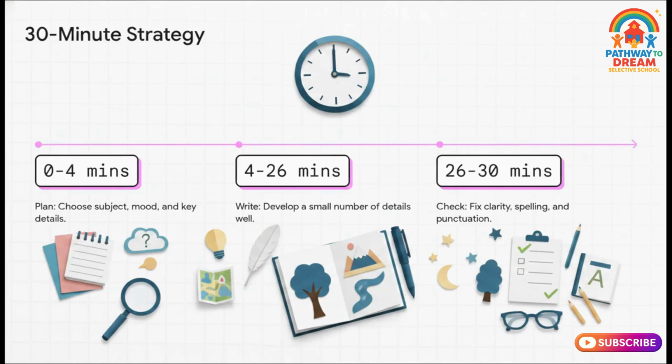So the crucial point is how you actually manage your time on test day. Here is a highly practical 30-minute exam strategy. You literally want to spend 3 to 4 minutes just planning. Choose your subject, lock in that dominant mood, and pick your key details. Then spend 22 to 24 minutes writing, taking the time to develop that small number of details really well. Finally, always leave 3 to 4 minutes at the end to check your work for clarity, spelling, and punctuation.